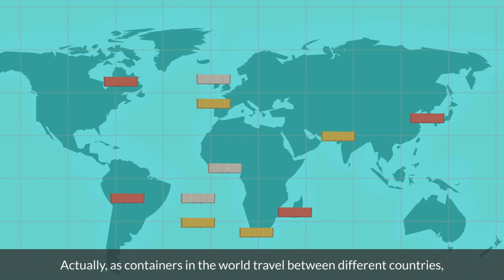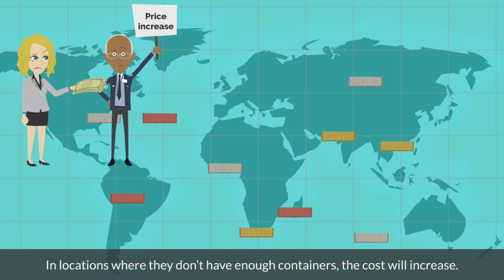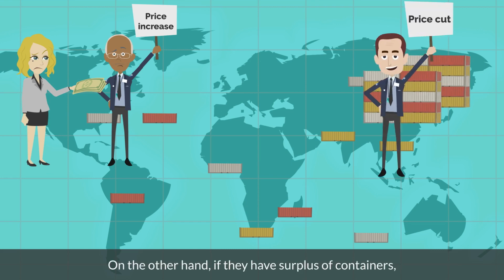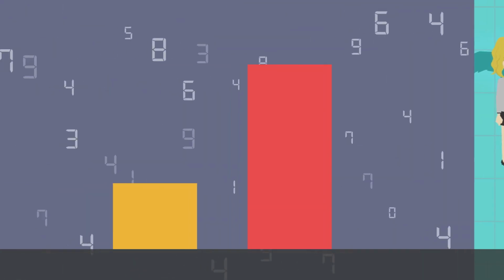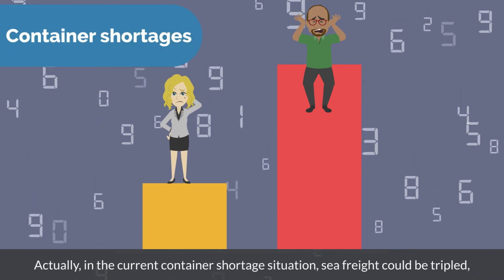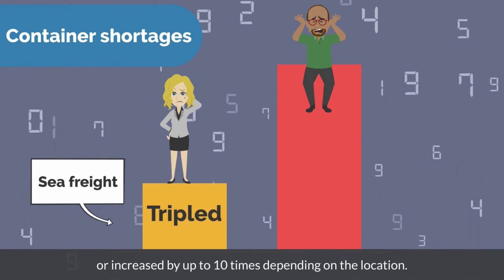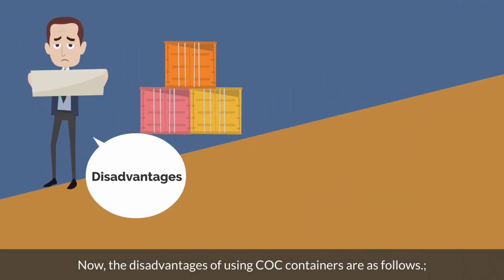Actually, as containers in the world travel between different countries, supply and demand balance is constantly changing. In locations where they don't have enough containers, the cost will increase. On the other hand, if they have a surplus of containers, the transportation cost is reduced to improve occupancy rate. Many of you may have experienced this, due to current container shortages. Actually, in the current container shortage situation, sea freight could be tripled, or increased by up to 10 times depending on the location.